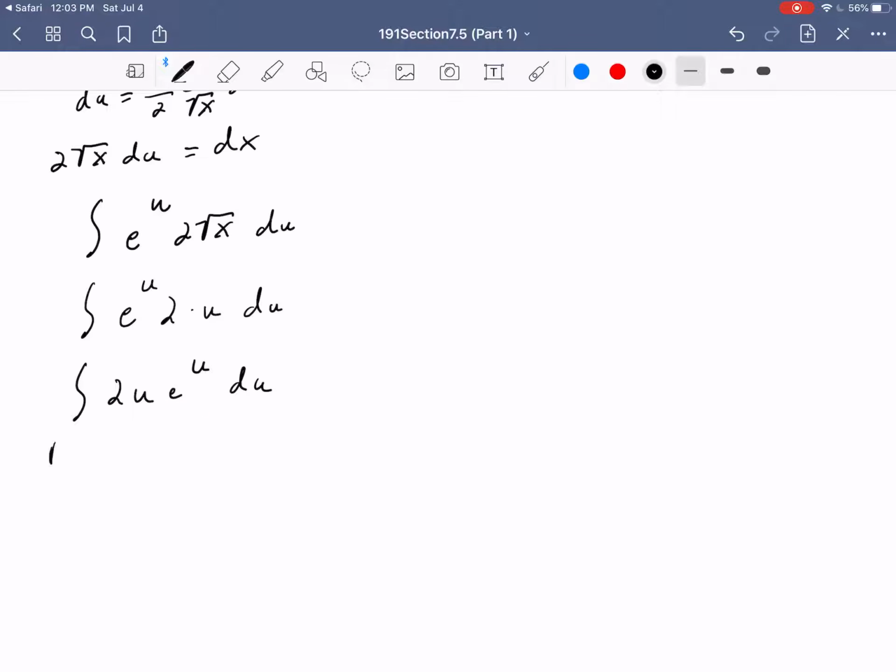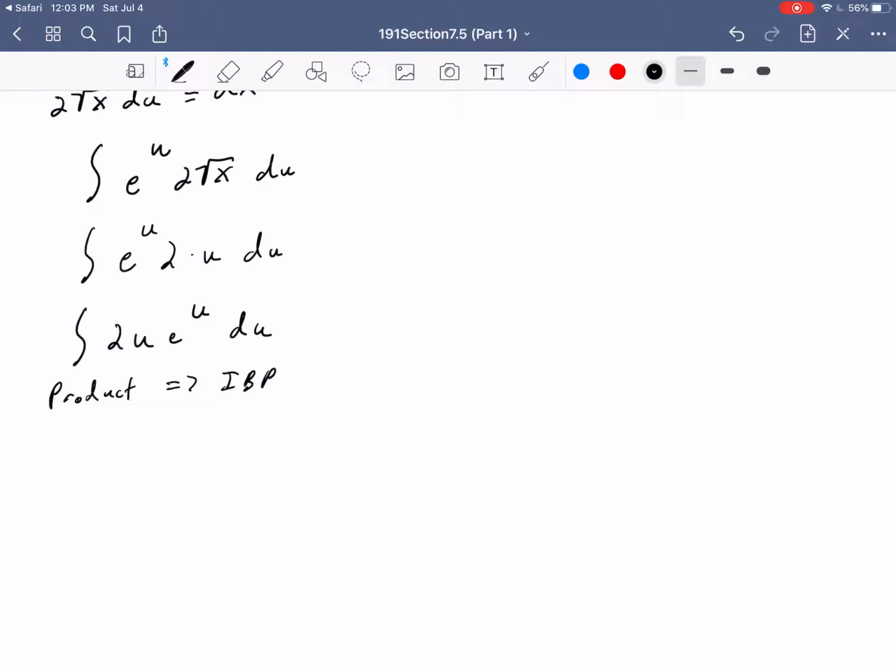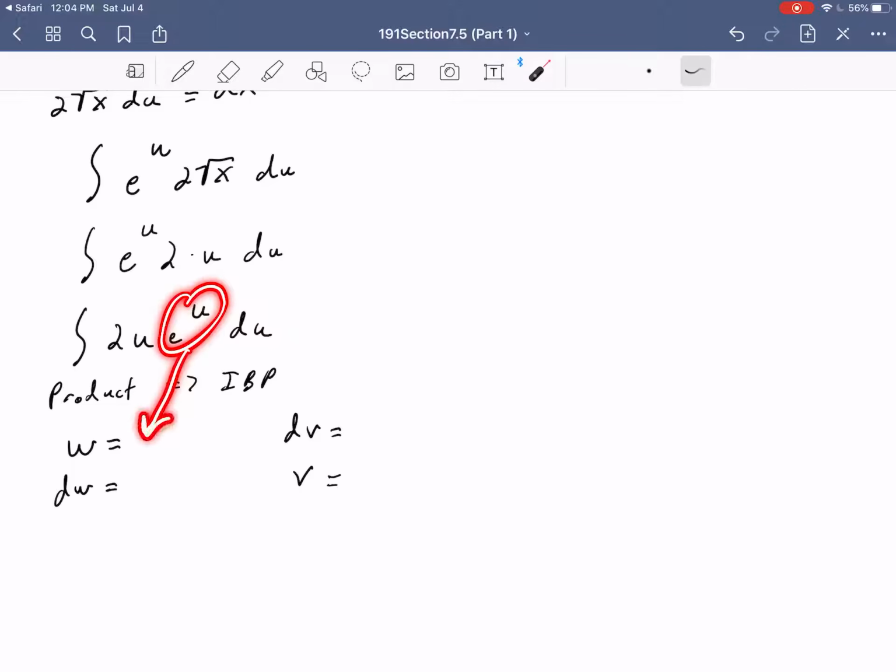So let's try integration by parts. So we've got a product. So let's try integration by parts. Now, of course, we usually would use u and dv, but since u is being used, we'll say w and dv. Remember that whatever you choose for w, you're going to differentiate, which should never be a problem. And whatever you choose for dv, you're going to have to integrate, which may or may not be a problem. Now, 2u, certainly know how to differentiate that. 2u, certainly also know how to integrate. Same thing for e to the u, certainly know how to differentiate, certainly know how to integrate.